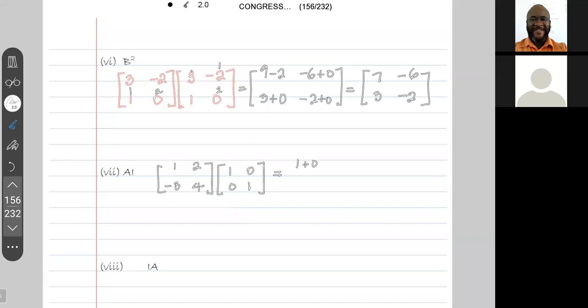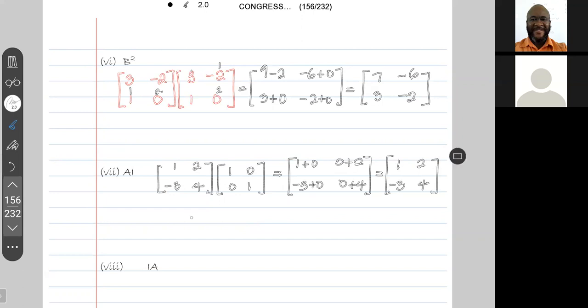Now, top row, right column. 1 times 0 is 0. 2 times 1 is 2. Bottom row, left column, -3 times 1 is -3. 4 times 0 is 0. Bottom row, right column, -3 times 0 is 0. 4 times 1 is 4. So what we end up with is [1, 2; -3, 4].